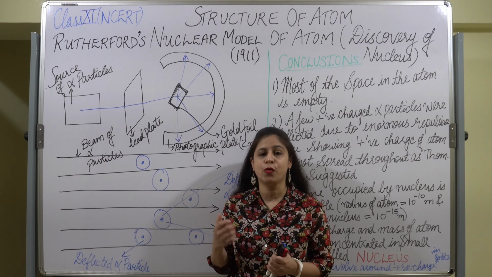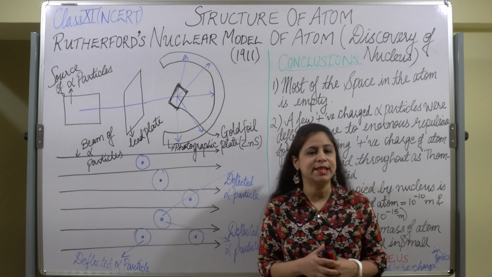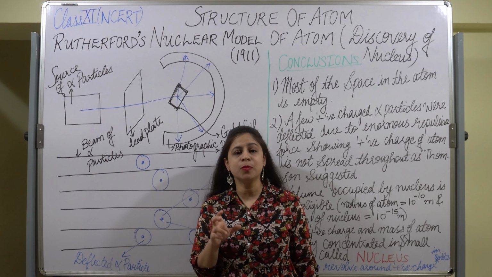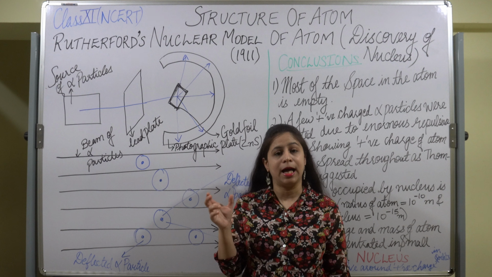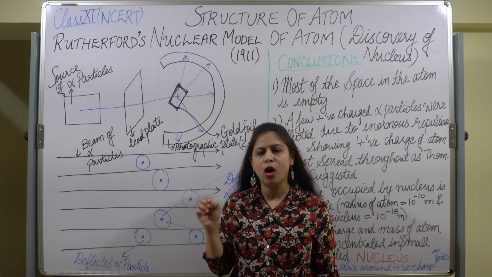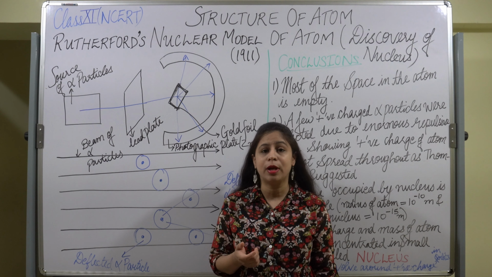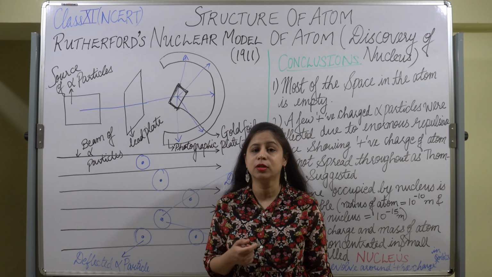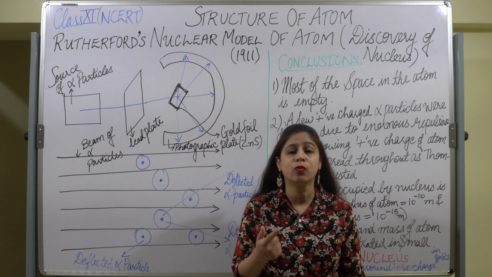Before Rutherford, there was a model proposed by J J Thomson, in which he said that a whole sphere is made of positively charged particles, and the small minute particles in it are the electrons. It was also known as the plum pudding model or the watermelon model. It was just similar to the watermelon.